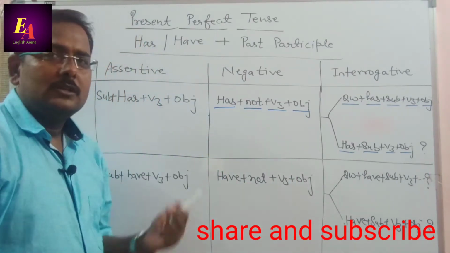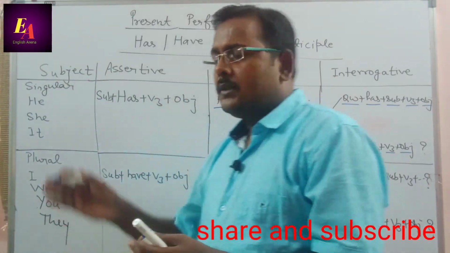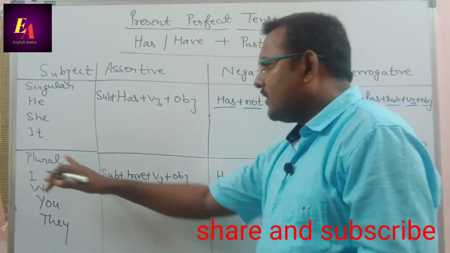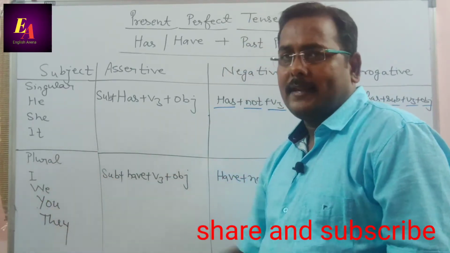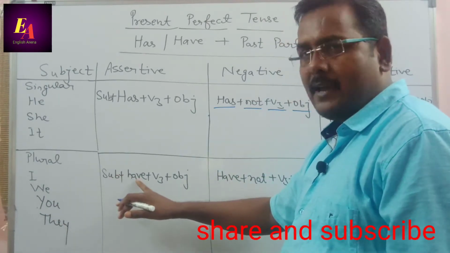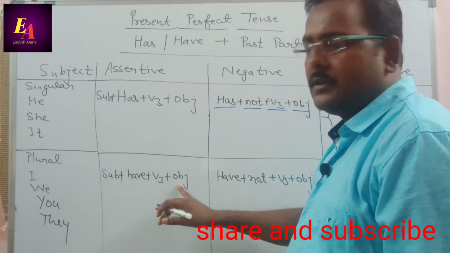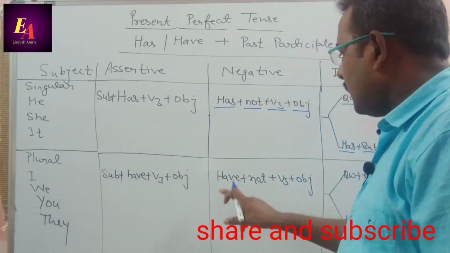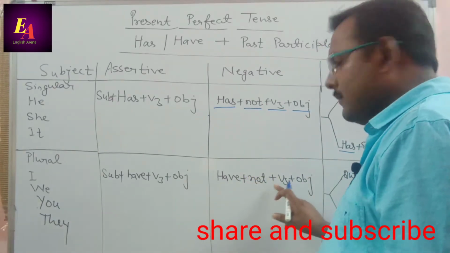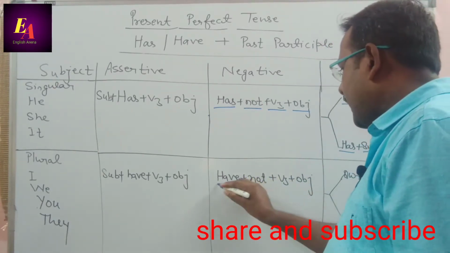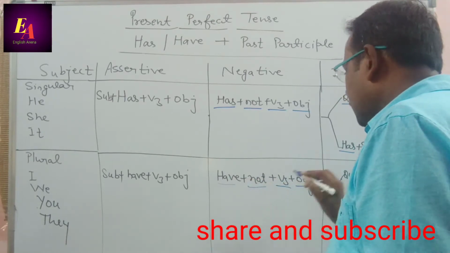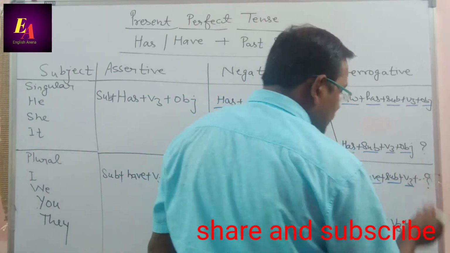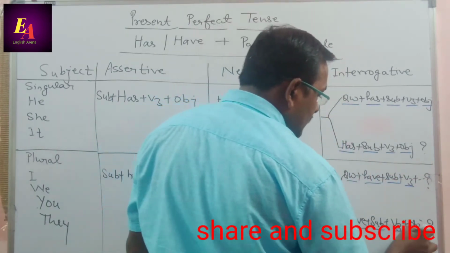And now I am going to show you where we can use plural subject and what is the auxiliary verb of that. Let's see. Plural subject I, we, you, and they. Subject plus have plus V3 plus object. Let's see. Have plus not plus V3 plus object. Let's see. Question word plus have plus subject plus V3 plus object, and have plus subject plus V3 plus object.